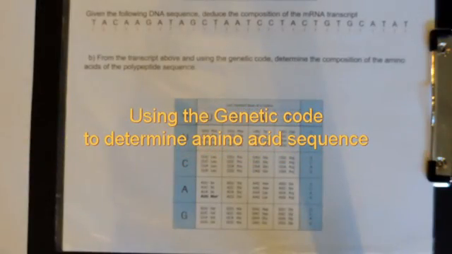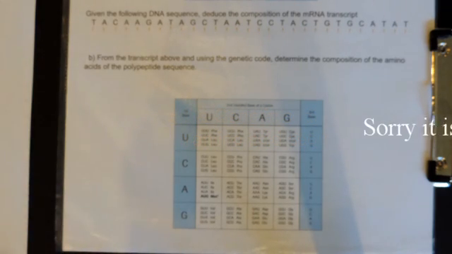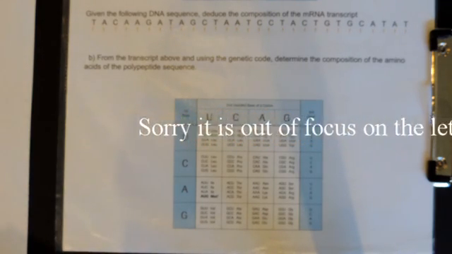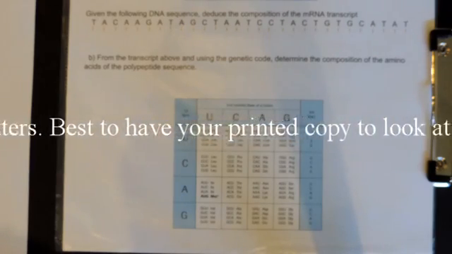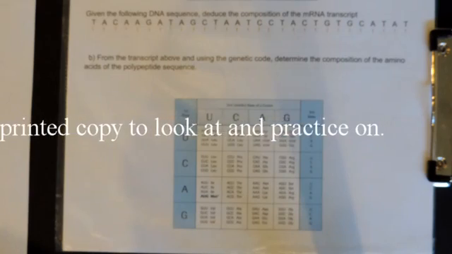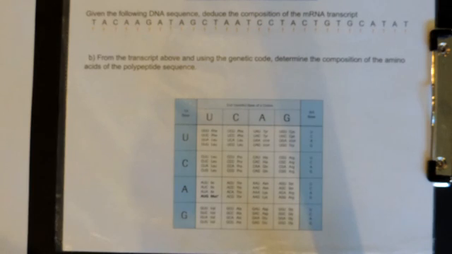Mr. McGowan here, and today I'm going to show you a typical question that we do in grade 12 genetics, and that is to figure out what the mRNA transcript would be from a DNA sequence, and then to use translation and change that mRNA transcript into a sequence of amino acids that would happen at the ribosome.